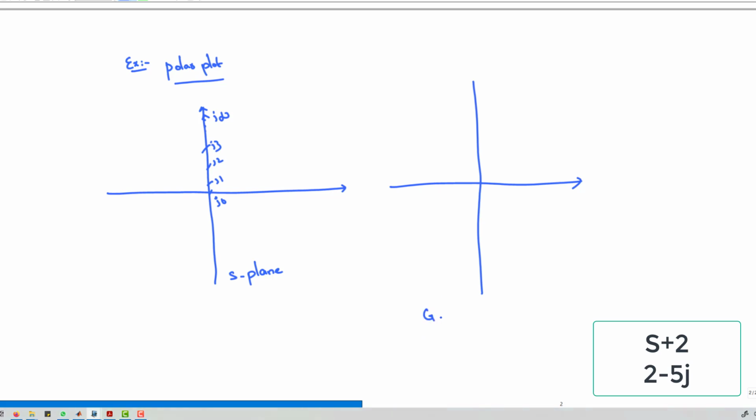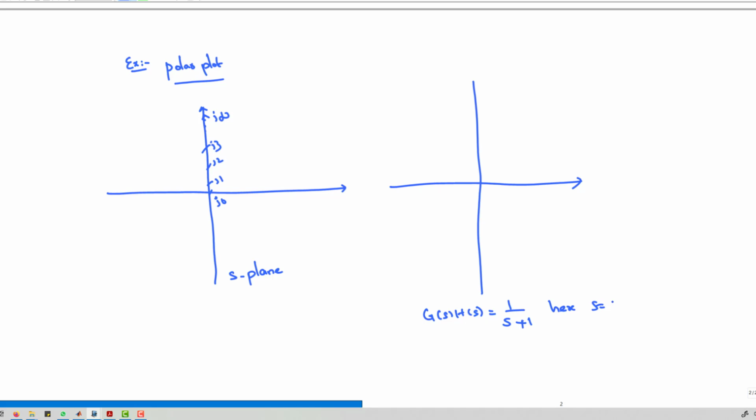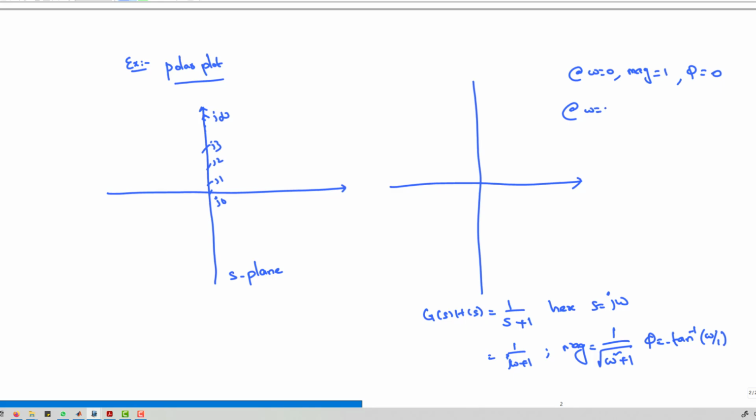When I am drawing the polar plot, I have to find both the magnitude and the angle, right? Substituting s is equal to j omega, I can find the magnitude as well as the angle. That is 1 by square root of 1 plus omega square, and the angle is minus tan inverse of omega. Substituting omega from 0 to infinity, when omega is equal to 0, the magnitude is 1 by 0 plus 1, which is 1, whereas tan inverse of 0 is 0. At omega equal to infinity, the magnitude is 1 by infinity, which is 0, and phi is minus 90.